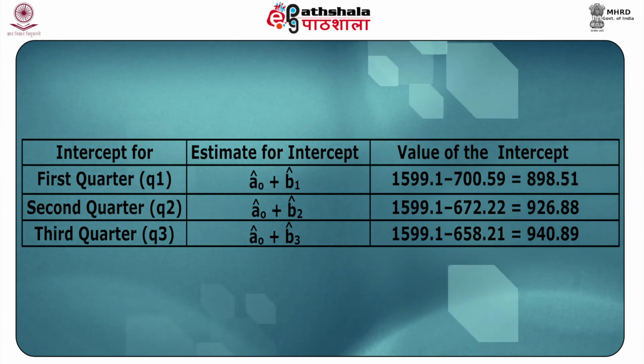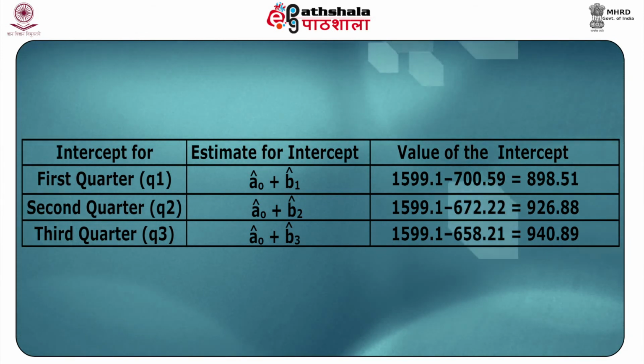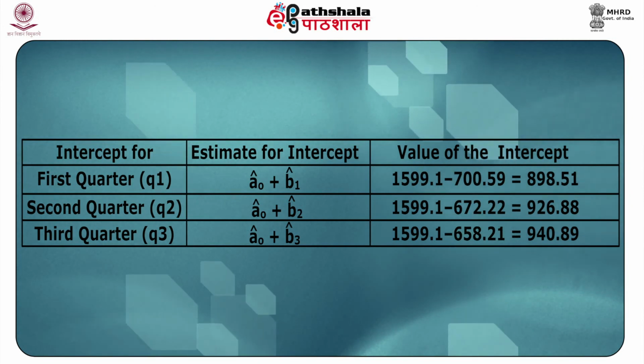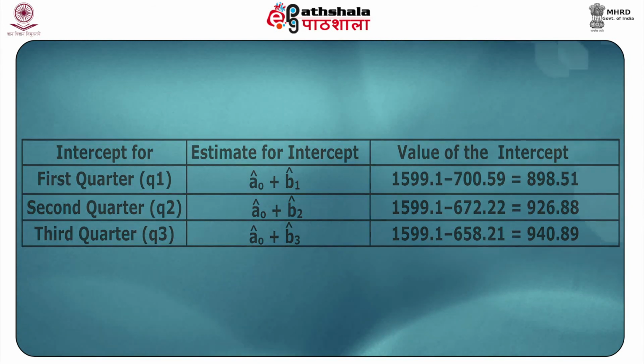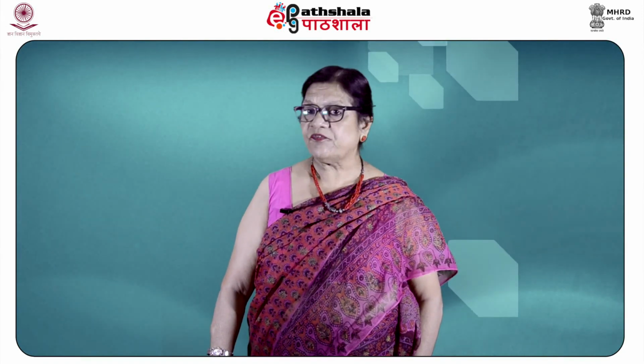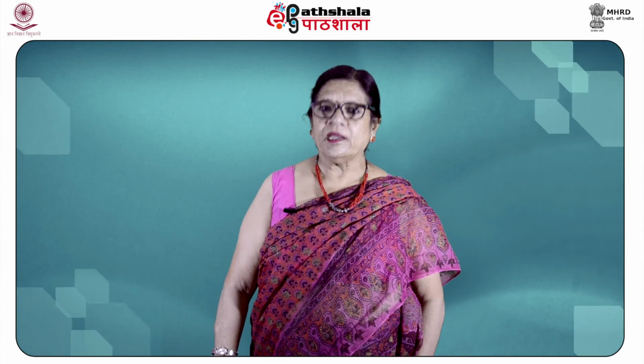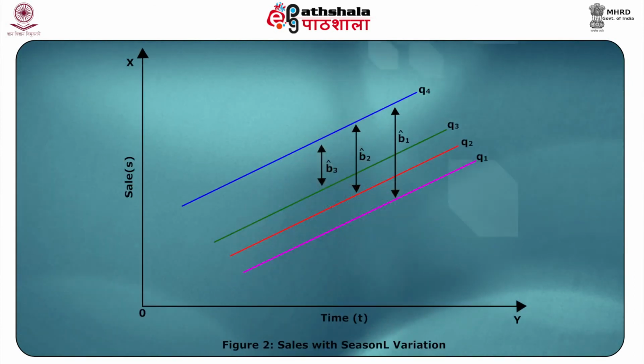The manager checks for the significance of these intercepts, that is, if A hat 0 plus B hat are significantly lower than A hat 0, then it is necessary that B hat is significantly less than 0. So, a t-test is performed to check its significance. The intercepts in all the 3 quarters come out to be significant, which gives evidence that sales are significantly lower in the 3 quarters. We can see this by plotting the value in a graph.